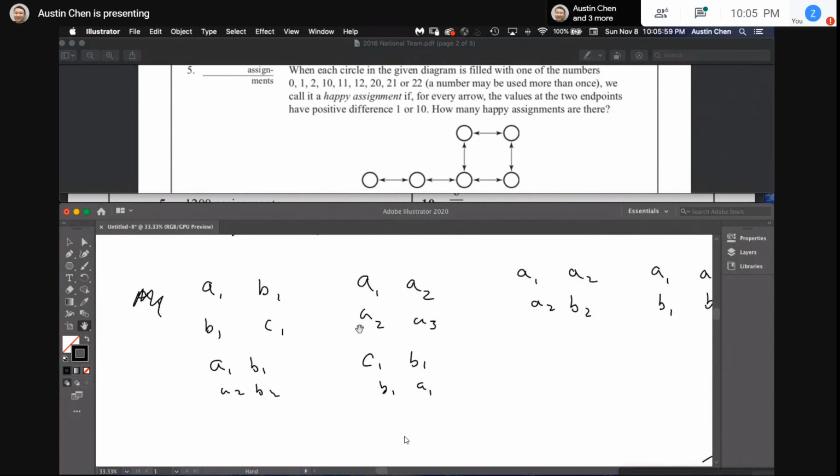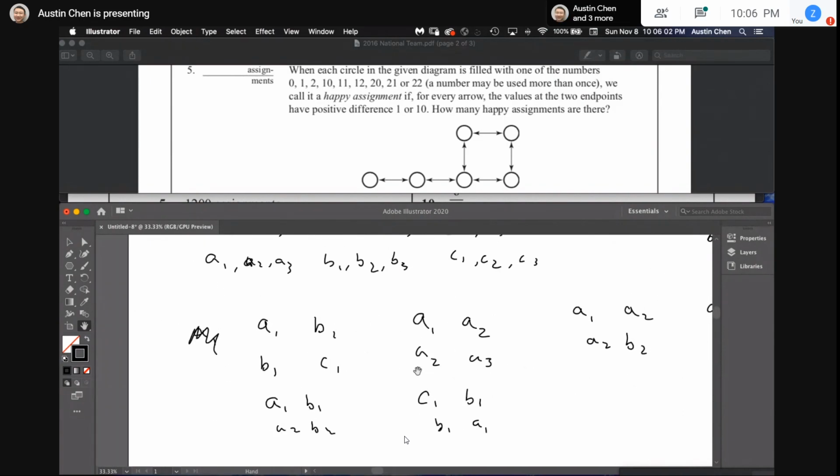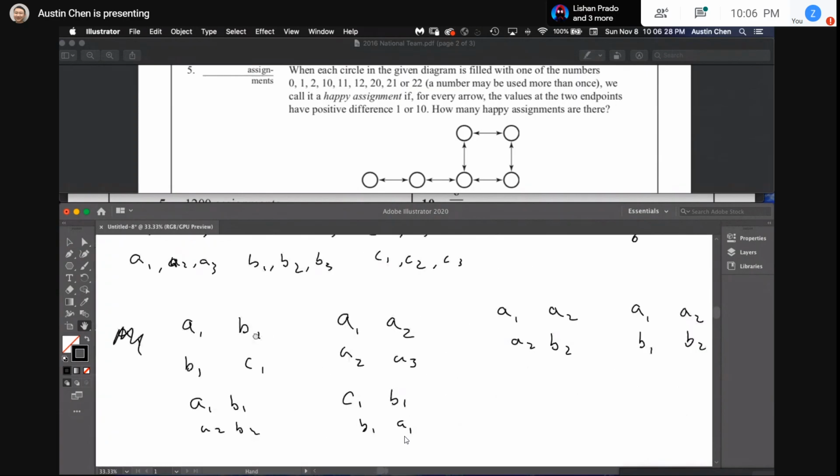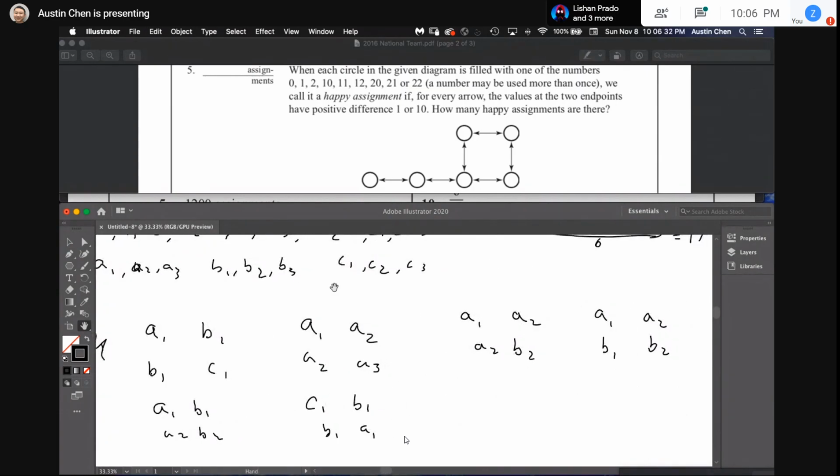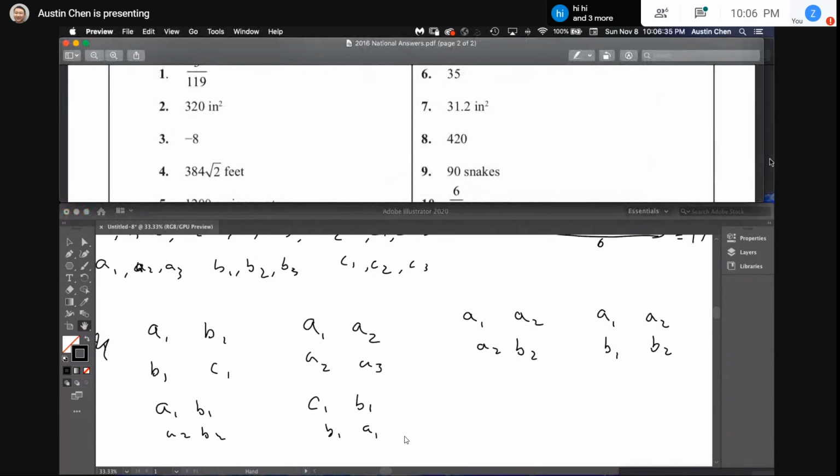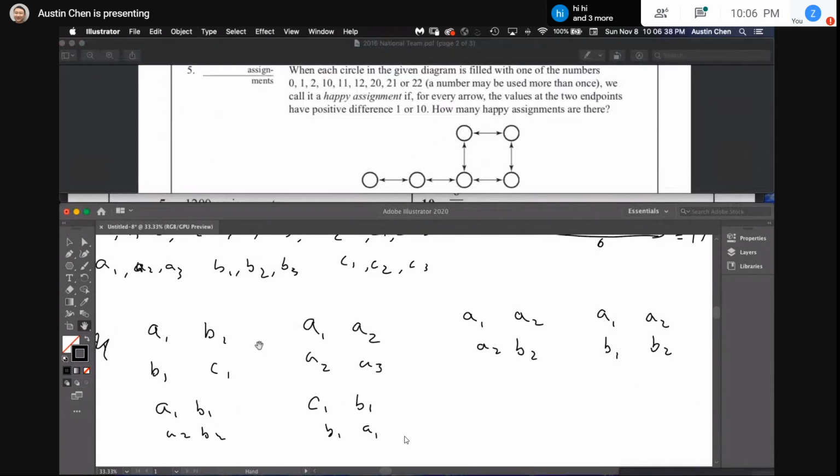And I don't know. This is just for A1. If we look at the other ones, it's also going to be weird. Basically, there are a lot of cases for this, right? Maybe this is doable, but it's kind of hard in the time that we're given, because there are tons of cases. All these cases that I listed for A1, you could rotate all of them, and that was just for A1.